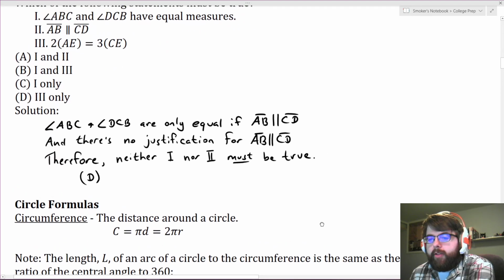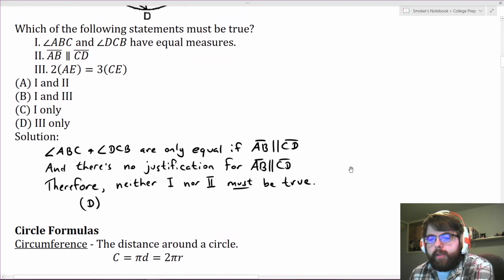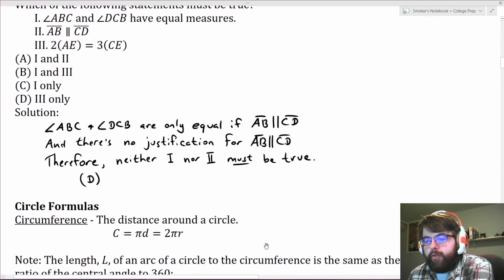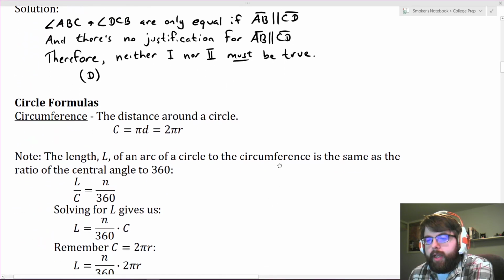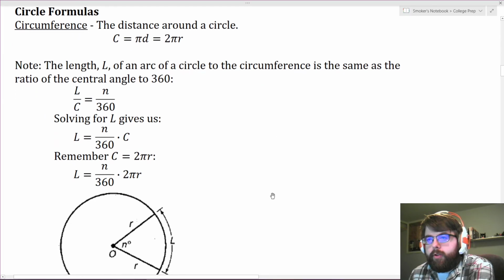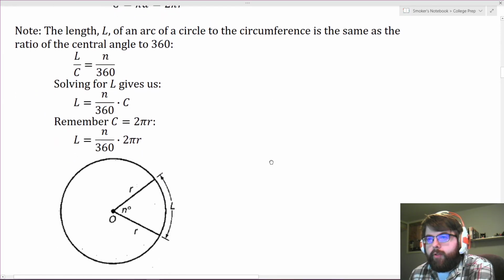So, okay, some circle formulas. The circumference of a circle is equal to pi, the number pi, times the diameter, or 2 times pi times the radius, because the diameter is twice the radius. Let me scroll down here. That one you should know, but this one might be a little bit trickier.